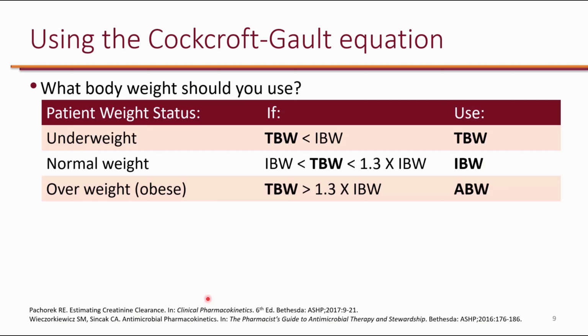So going back to the Cockcroft-Gault equation, if someone is underweight, meaning that their total body weight is less than their ideal body weight, you should use total body weight in the Cockcroft-Gault equation. Someone who has a normal weight, meaning that they weigh at least their ideal body weight but less than 1.3 times the ideal body weight, you should use the ideal body weight in the Cockcroft-Gault equation. And of course, someone who's obese, and for the purpose of this class, we're going to use the cutoff of 1.3 times the ideal body weight, you should calculate the adjusted body weight and use the adjusted body weight in the Cockcroft-Gault equation.